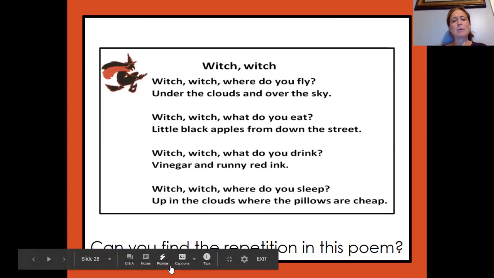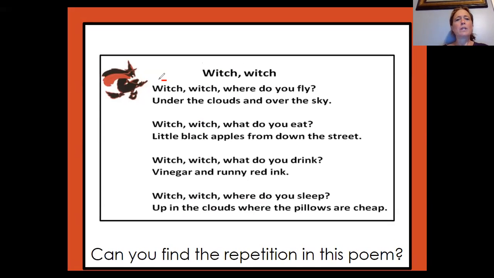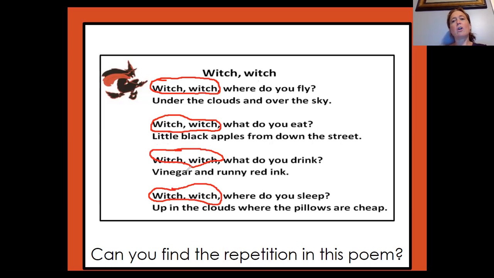Okay, so of course in this poem, we are seeing which repeated throughout the poem. Okay, and this is to remind you of who they're talking about or talking to. So we see it here and here. And of course, it tells you the main idea, which it also tells you in the title. The main idea is the witch. Okay, and we're asking her where she flies, what she eats, what she drinks, and where she sleeps.